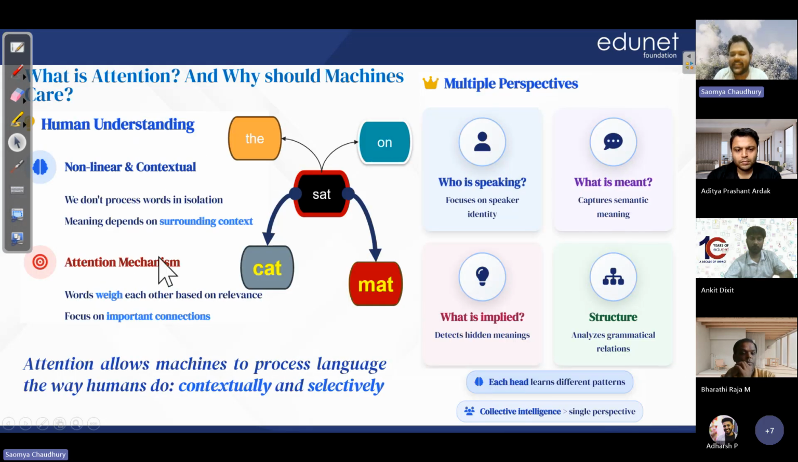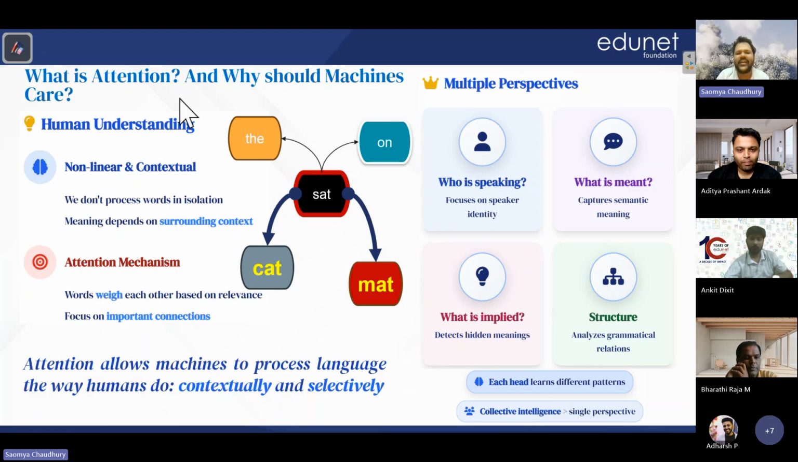Now, the whole idea behind the perspective which we are discussing is the idea of what is attention, and why should the machines care? So number one point, if you look into human understanding, how humans perceive things, we do not think in a linear perspective. Linear means, okay, linear is very simple. You have a straight line, at the end of the line I know for a fact this is the answer. But we think in various different perspectives of the same context.